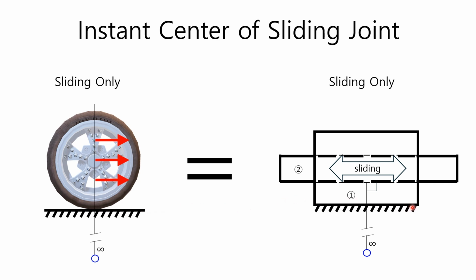The figure on the right shows the mechanism of a rectangular cross-section rod 2 sliding a hollow object 1 with the same rectangular cross-section. In this mechanism, the road is equivalent to link 1 and the sliding wheel is equivalent to link 2. In this way, the instantaneous center of the sliding joint exists at infinity in the direction perpendicular to the sliding direction.